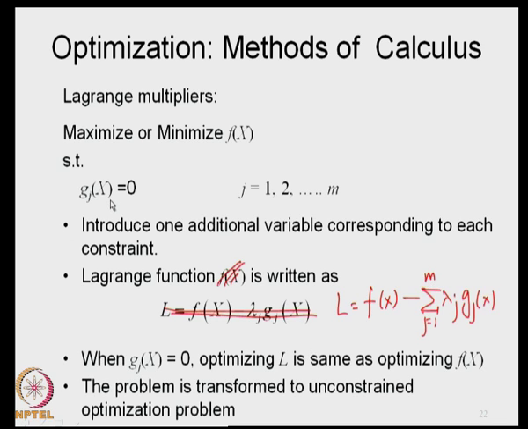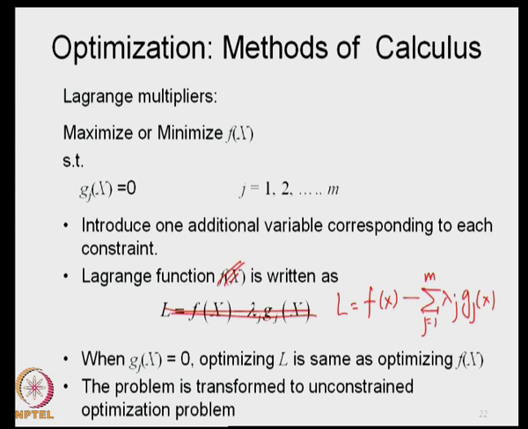Now, because gj of x is equal to 0, what does that mean? Optimizing L also means that you are optimizing f of x. So, the problem is now transferred to an unconstrained optimization problem. So, you are looking at only L is equal to f of x minus summation lambda j gj of x as the Lagrange function. So, we will work with this function now by converting the constraints using lambda j gj of x. So, we have incorporated all the constraints into the Lagrange function. So, we will work with the Lagrange function.